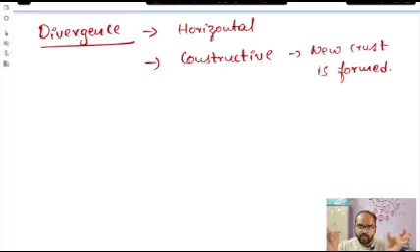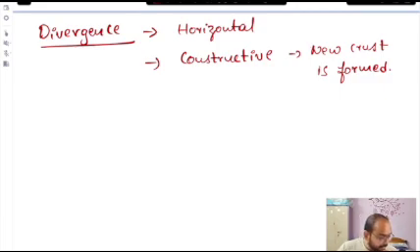Okay, creating rocks. We have talked about rocks, right? Those rocks are nothing but the crust, the oceanic crustal part. So this magma is coming out as lava from these oceanic ridges, and there is formation of new crust. So that's why divergent boundaries are called constructive boundaries, because new crust is formed here. Okay, horizontal, constructive, new crust is formed.